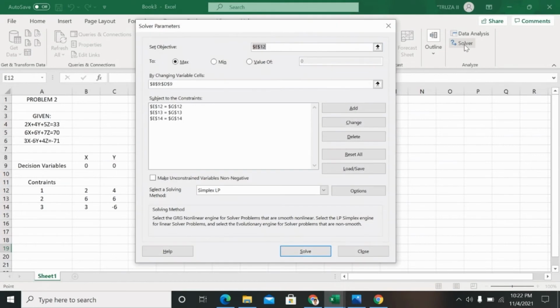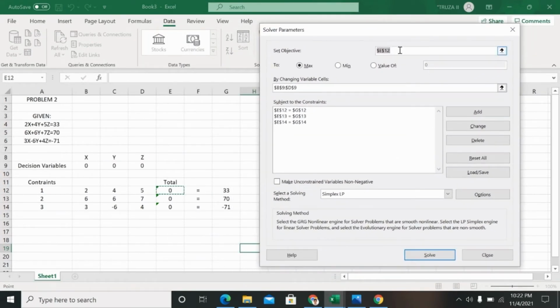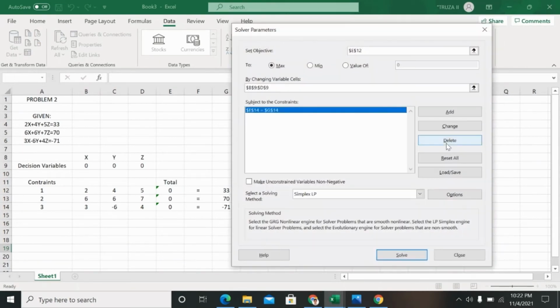So we click Solver and set the objective, and we set the objective to this one, maximize. Then by changing the variables, this x, y, and z. I will delete this constraint here.